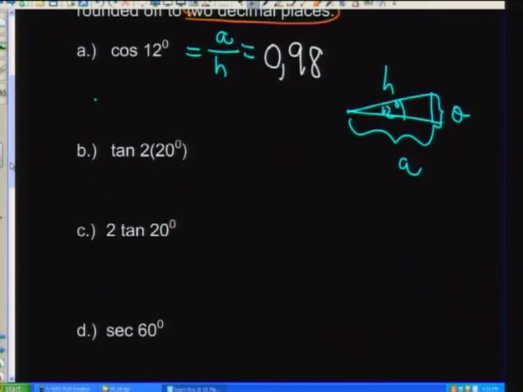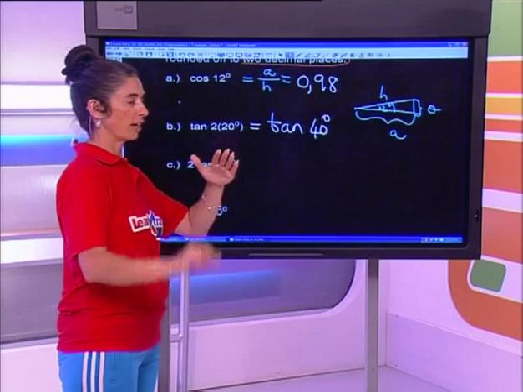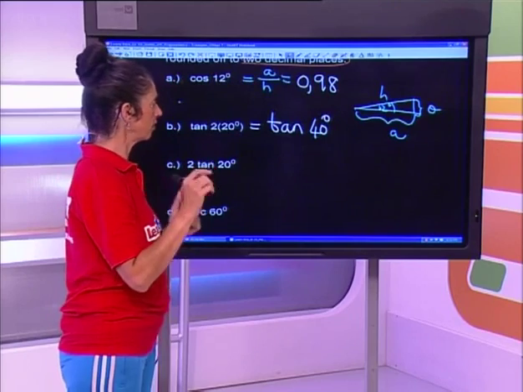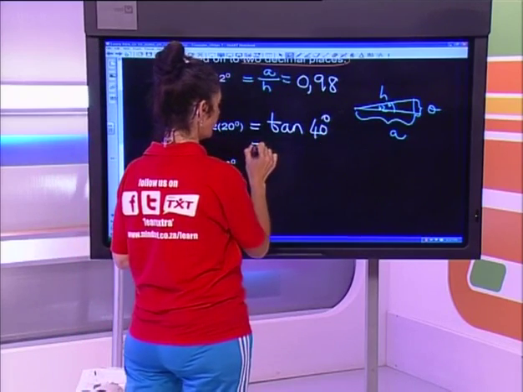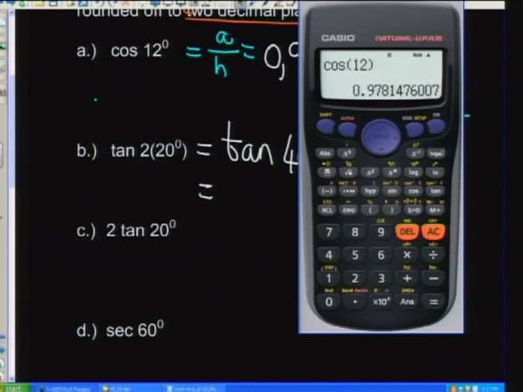What would tan of twice 20 degrees be? Well, that's the same as tan, and I need one angle. So tan of what? 2 times 20 would be 40 degrees. So I'm actually working with 40 degrees. So if you think about your triangle, you'd have a 40-degree angle, and you want to know what is your opposite divided by your adjacent. Okay? But your calculator gives that to you. And we press tan of 40 degrees, and we get 0,84.